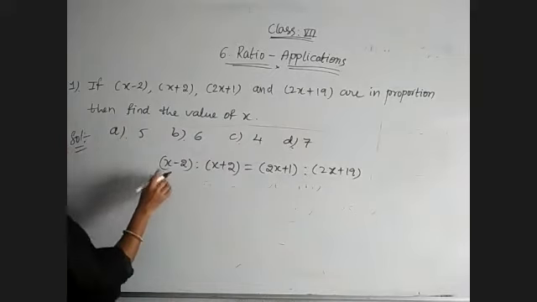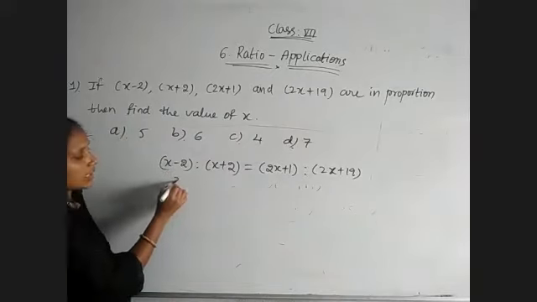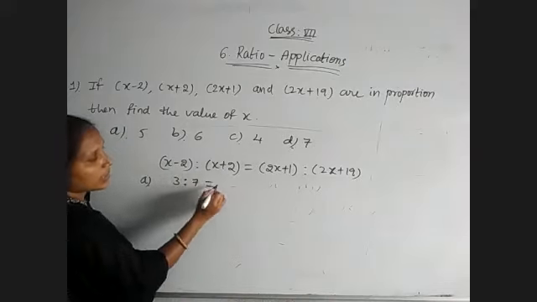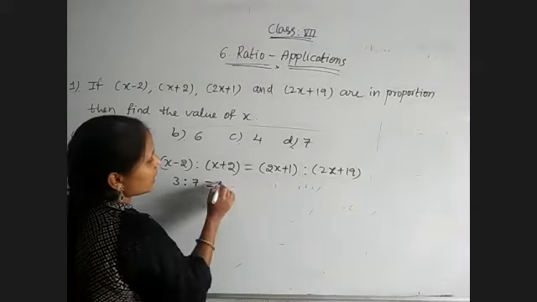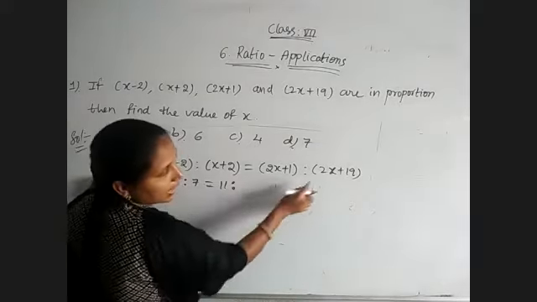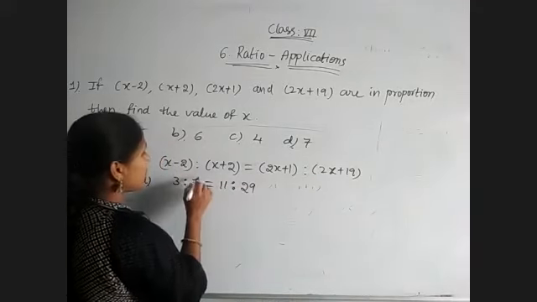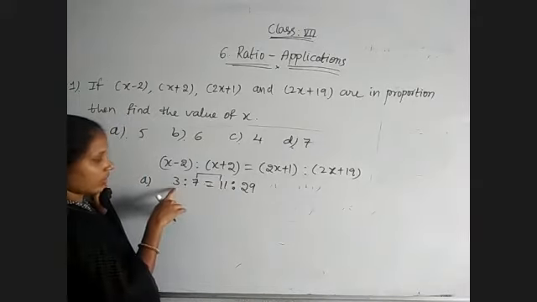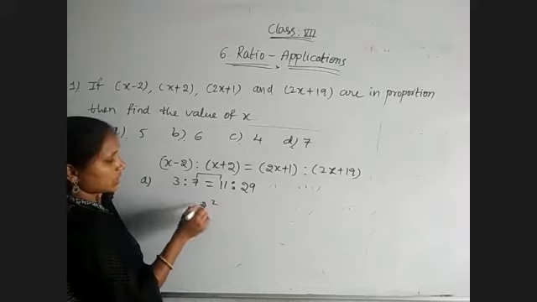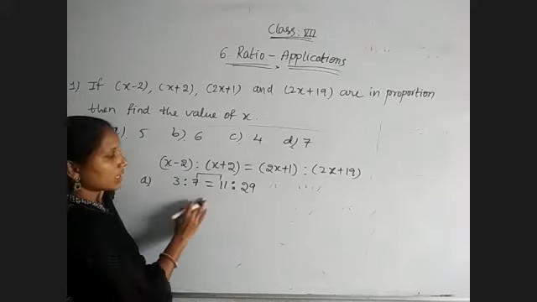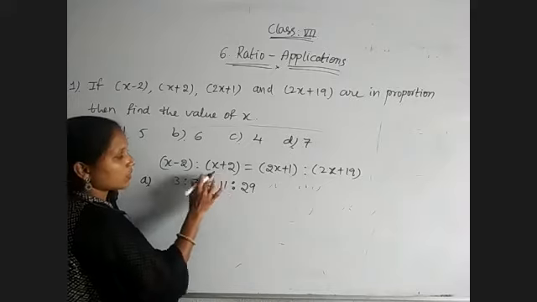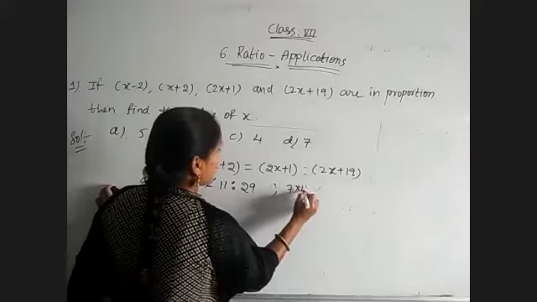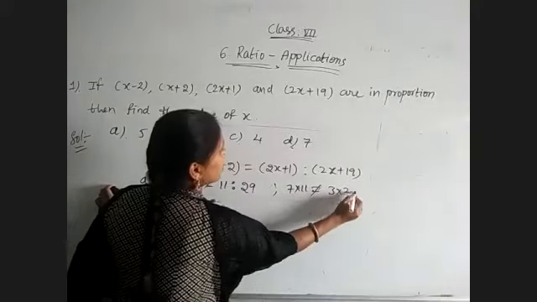So take 5. 5 minus 2 will get a 3. So first option: 3 is to 5 plus 2, which is 7, must be equal to 2 fives are 10, 10 plus 1 is 11, is to 2 fives are 10, 10 plus 19, 29. So the product of these two: 11 times 7 is 77, 29 times 3 is 87. So more than 77 we are getting, both are not equal. So 3 is to 7 is not equal to 11 is to 29. Why? Because 7 into 11 is not equal to 3 into 29.